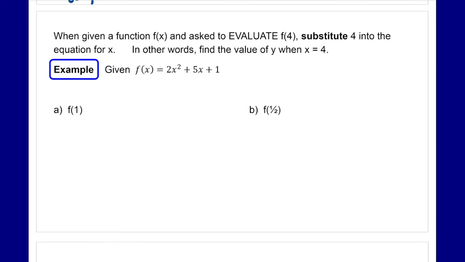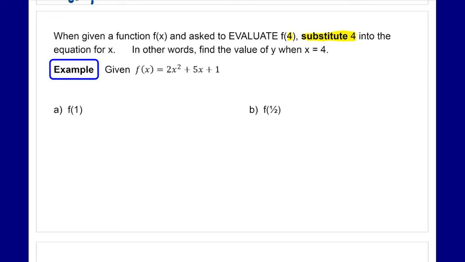So again, when given a function f at x and asked to evaluate something, say for example f at 4, we substitute 4 into the equation for x. And this value here is telling us that we need to substitute 4 in. Or basically, in other words, find the value of y when x equals 4.